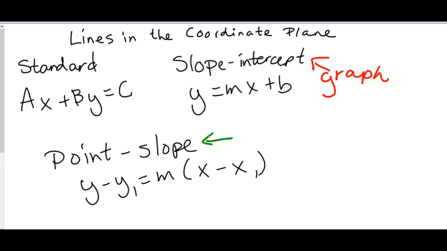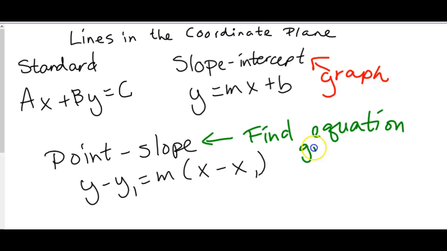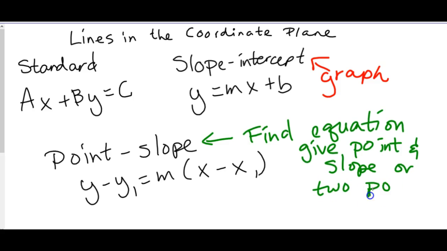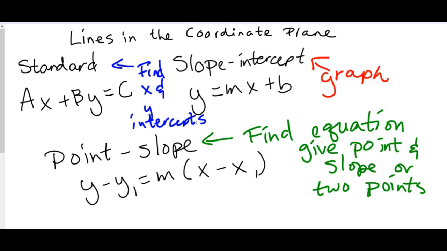This one is better if you're finding the equation given a point and a slope, or given 2 points. And this one is good for finding x and y intercepts. So let's start with standard form.